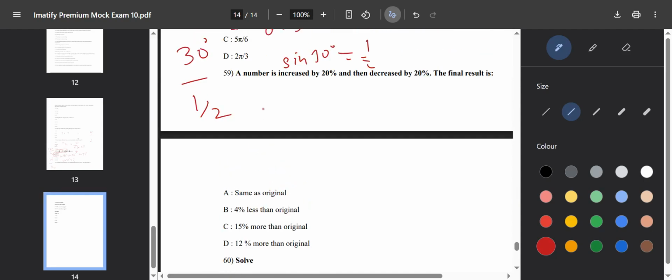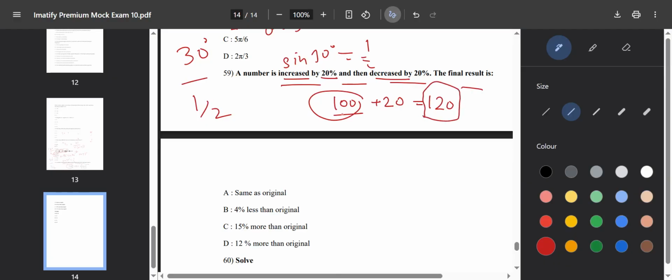Okay, next question is: a number is increased by 20% and then decreased by 20%, the final result is. So let's take an example. Let's take 100, that will be easy to solve. It says a number is increased by 20%. So 20% of 100 will be 20. We're adding 20 to it, and it becomes 120, and then decreased by 20%. So we have to decrease 20% from this value, not from this 100, from this value 120.